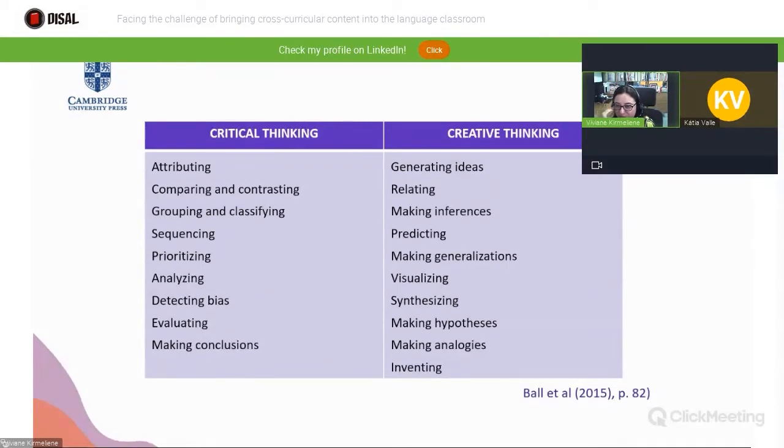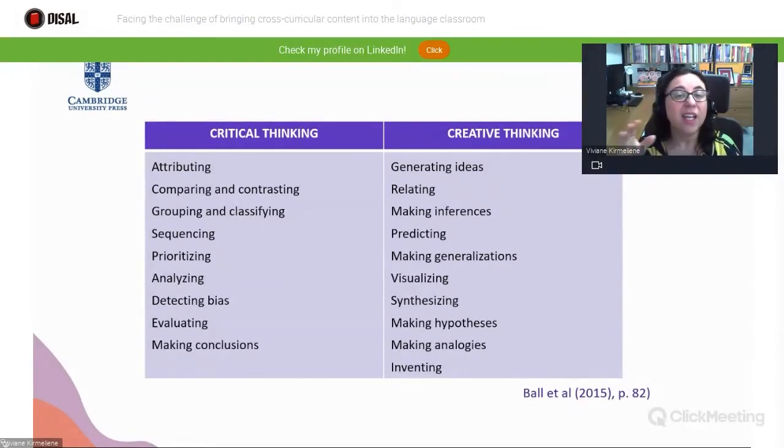Okay. So, let me talk again about critical thinking and creative thinking. Sorry, guys. So it doesn't have to do with language, right? We're talking about thinking, the cognitive load here. And then we have some skills on the left that are related to critical thinking, such as comparing, detecting bias, making conclusions, and others that are related to creative thinking, which are closely related to the production stage. So they have to make generalizations, they have to visualize.